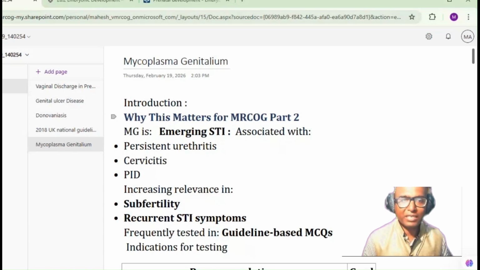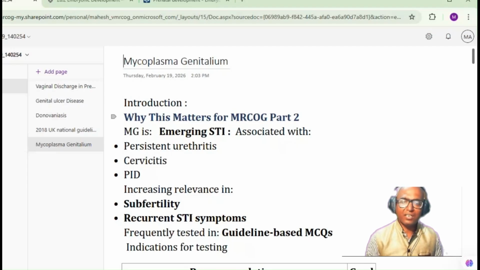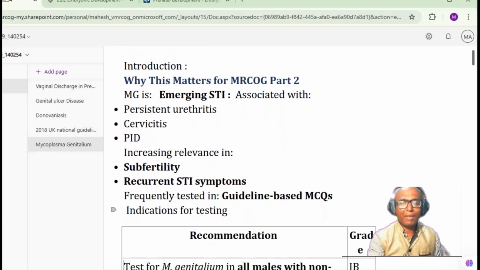We start with Mycoplasma genitalium. So why is this topic very important? Because this is an emerging STI. It is associated with persistent urethritis, cervicitis, pelvic inflammatory disease, and it has got an increasing relevance in subfertility, recurrent STI symptoms. Okay, so these are the important points about the infection with the mycoplasma.